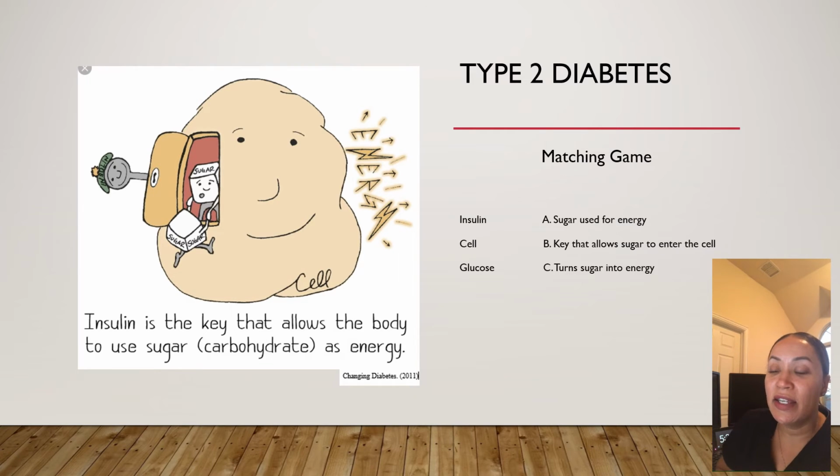Now, insulin. What did we say insulin does? It helps glucose get into the cell. So that would be B. It's the key that allows sugar to enter the cell. And then what is a cell? Cell is every little small part of our body that helps it work. So cell, it actually takes that glucose and turns it into energy. So cell would be C, and then glucose would be A, sugar, which is used for energy.